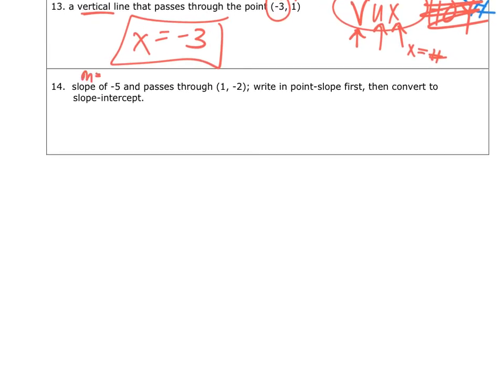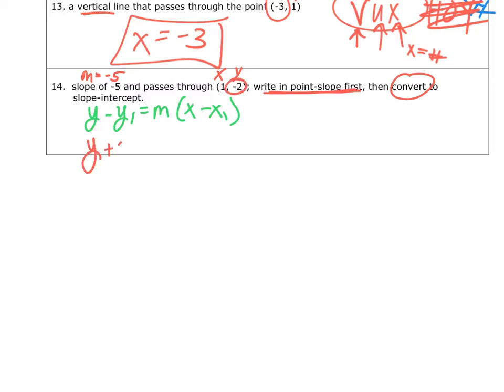Now, this number 14 is a little rude. It says we have a slope of negative 5, and it passes through this point, 1, negative 2. So I label it x and y. It says write it in point slope first, and then convert it. So I'm going to start by writing it in point slope first. I can look at my formula chart, and I know point slope is y minus y1 equals m times x minus x1. Then I plug in the information that I know I have. So I know it's y. It's minus 2 here, so it's going to become plus 2 once I put it in the formula chart, equals m, which is negative 5, times x. It's plus 1 here, so it's going to become minus 1 once I put it in the point slope formula.